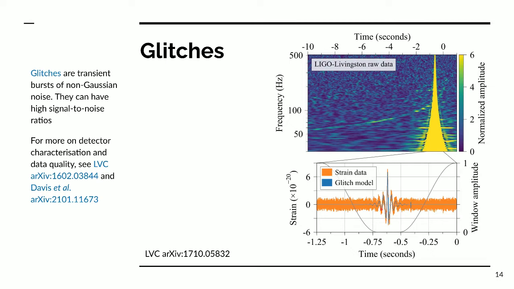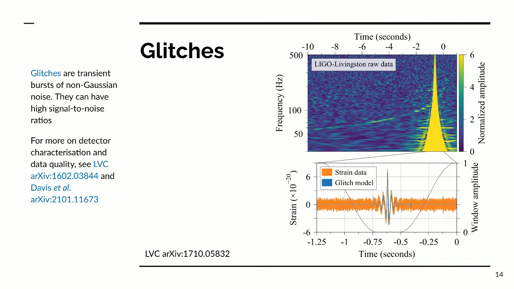So this panel down here has a glitch model. We did an analysis which tried to model the glitch with a series of wavelets and subtracted that out, and then we analyzed the residuals when we came to do parameter estimation. Oh, thank you.